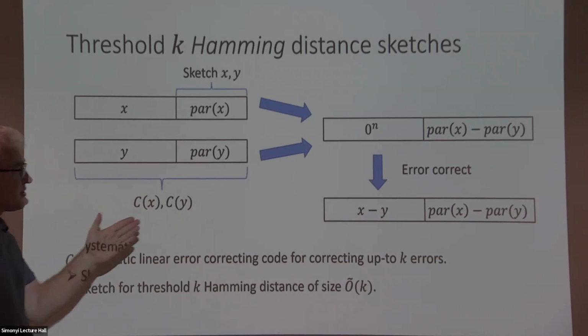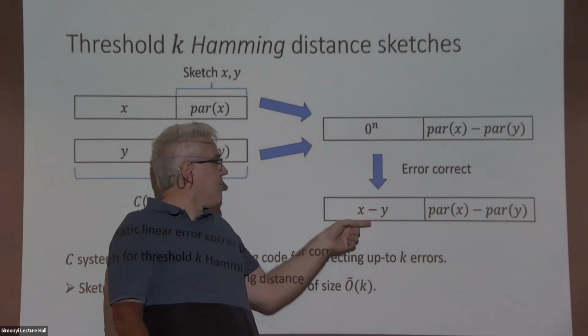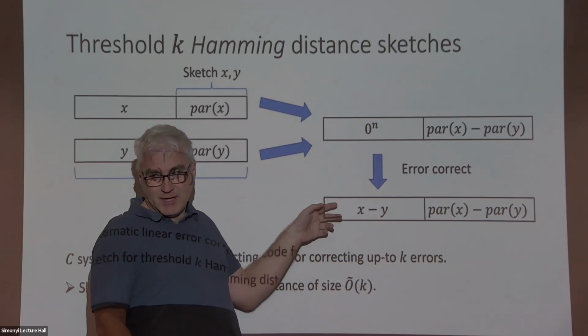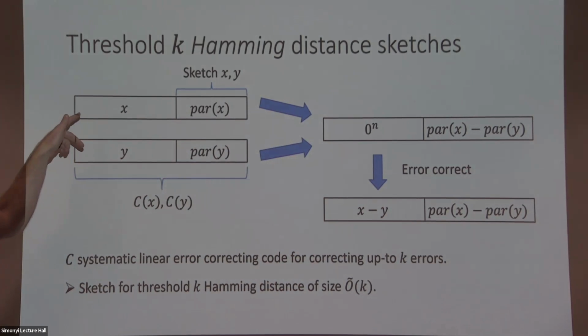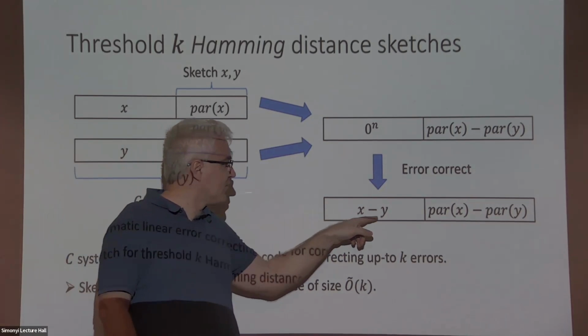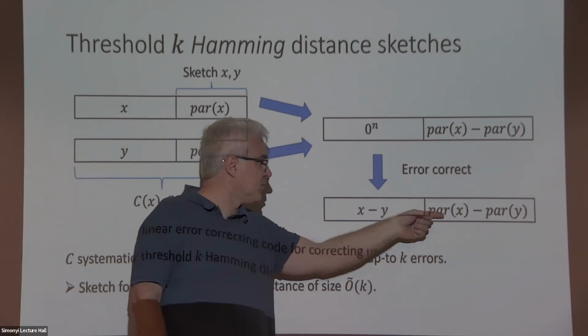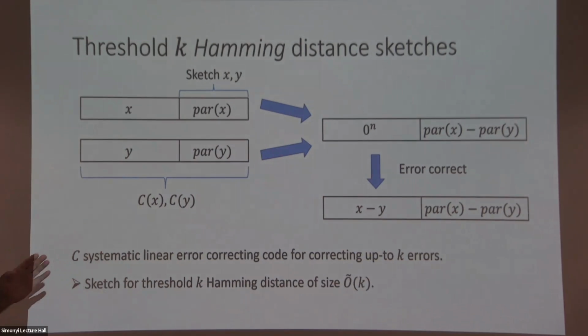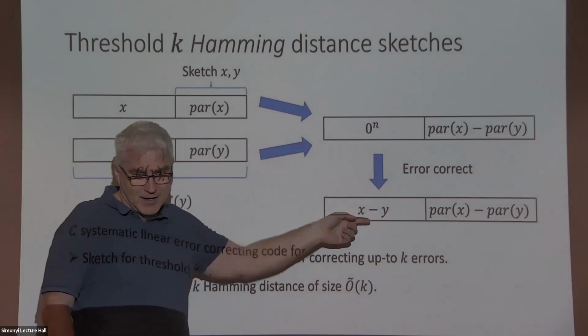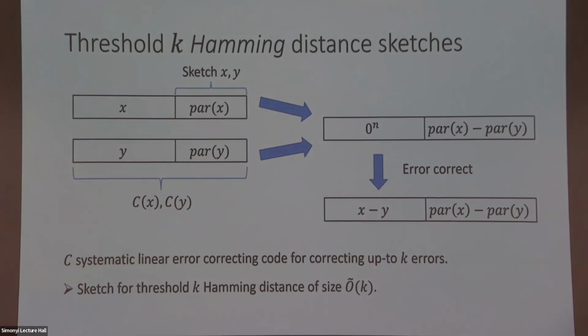So if I run error correction, if I would start from x minus y, so if I would actually take code words for x minus y, which is again some string over my alphabet, then the parity bits would exactly correspond to parity x minus parity y, because the code is linear. But what is x minus y? In coordinates where x and y are the same, you get 0. And in the coordinates where they differ, which is at most k coordinates for us, there should be something non-zero.